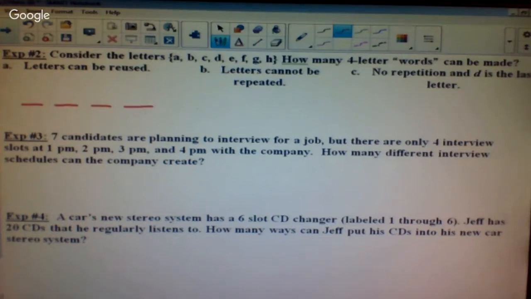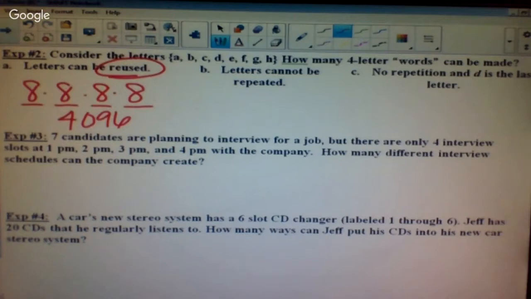Okay. You just told me I have 8 options. So each one of these should be an 8. I can pick anything A through H in each one of those spots. So that's a total of 4,096. So again, your key word here is the fact that it can be reused. You cannot use permutation.